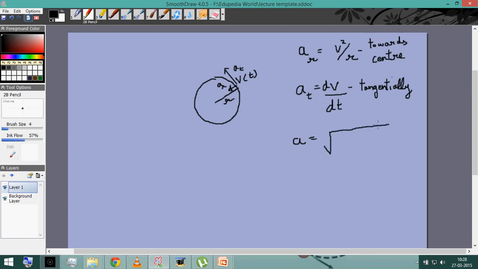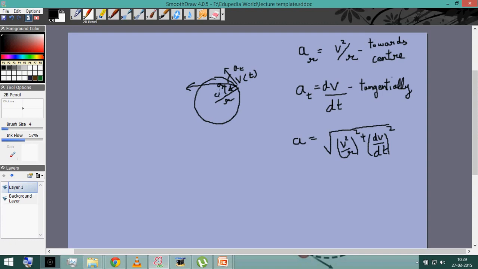The net acceleration is obviously the vector sum of the two, and since these two are in mutually perpendicular directions, the direction towards the center is always perpendicular to the tangent. That is actually the definition of a tangent. So the actual A is the root of AR square plus AT square, that is (v square by r) whole square plus (dv by dt) whole square. I'm using the triangle rule of addition, and the angle between them is 90 degrees, so cos theta is 0.